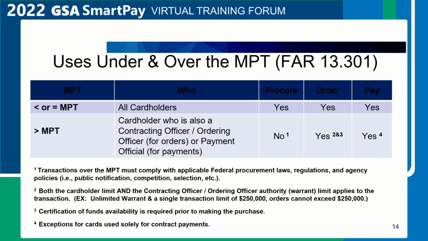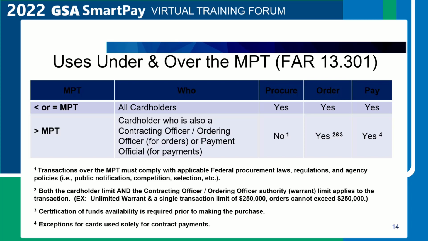Contracting officers must comply with all federal procurement policies when using the card. Cardholders who are also contracting officers or ordering officers are not exempt from normal procurement processes simply because they hold the purchase card. This includes the need to issue a written formal purchase order, requirements for publicizing purchases, acquisition planning, and complying with all policies.